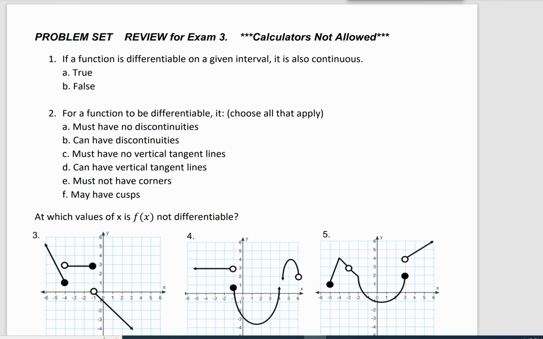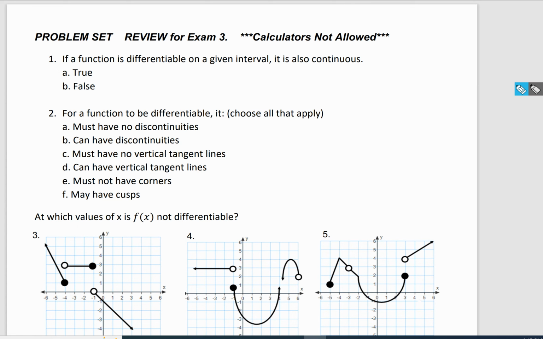All right, so we have this little review for exam 3. It's all about taking the product rule. It's about differentiability versus continuity, the fact that differentiability implies continuity plus more.